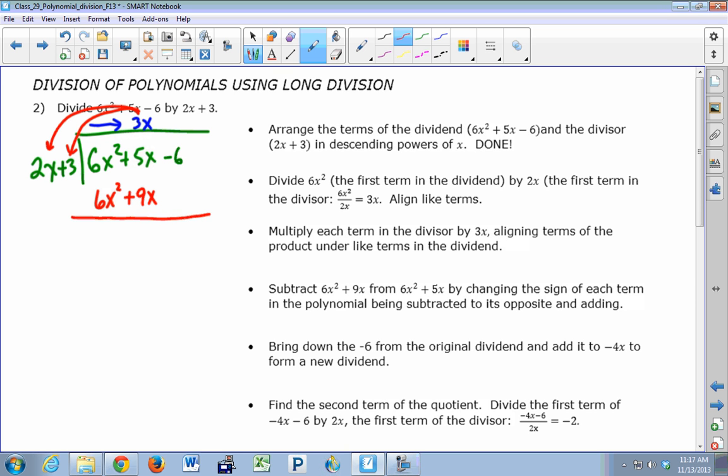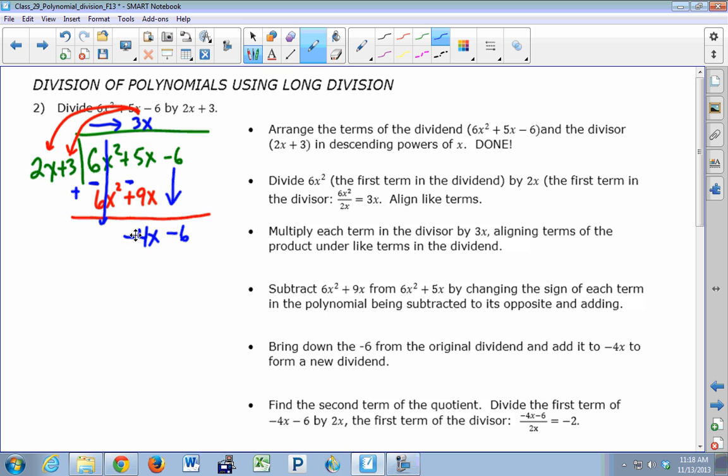Okay, so you say, all right, now I have to subtract that. Remember, you've got two terms here, so you have to change the signs of both terms. The 6x squared now becomes negative. The 9x also becomes negative. And now you add them, right? And that becomes a 0. And this becomes negative 4x. And now you bring down your next term, which is negative 6. And so now you have a brand new dividend. Your new dividend now is negative 4x minus 6.